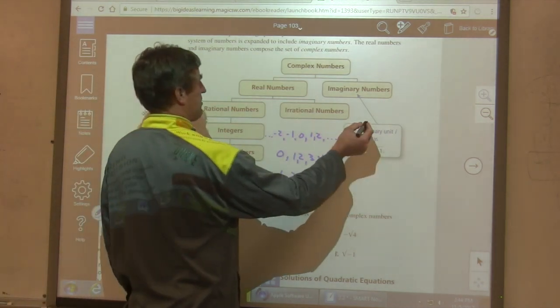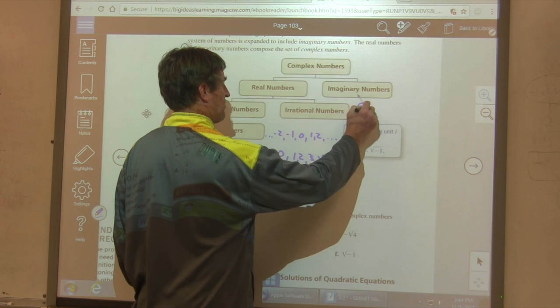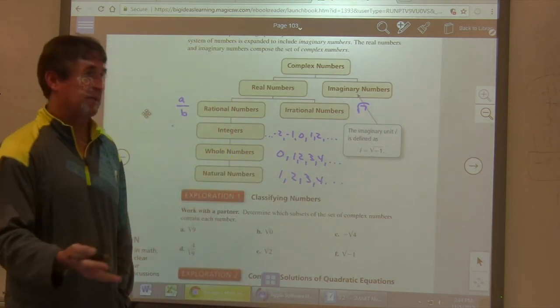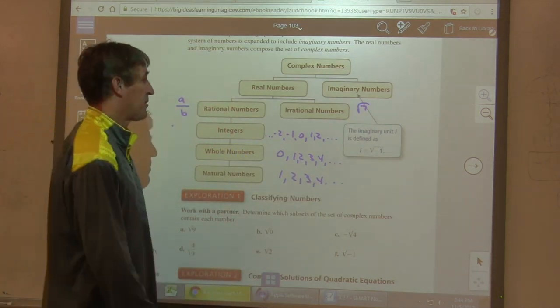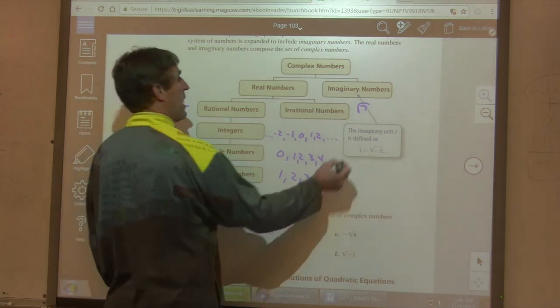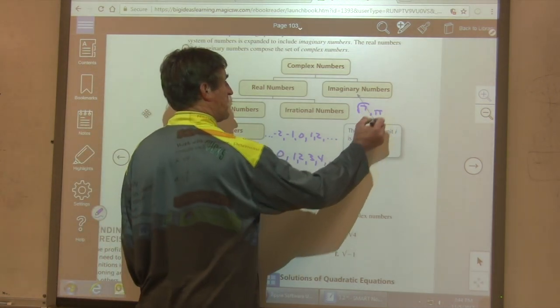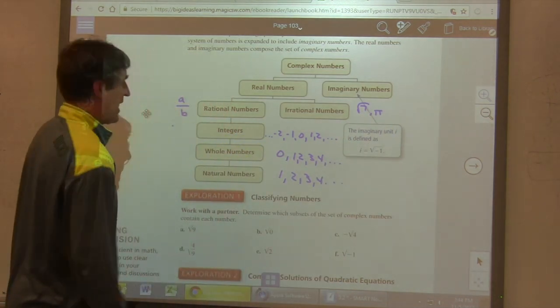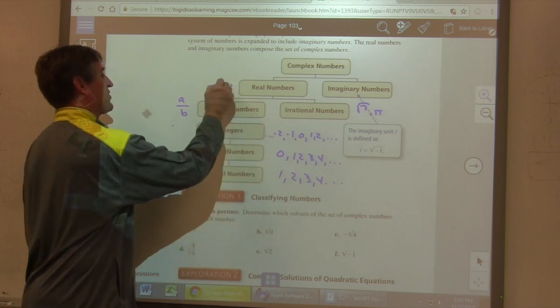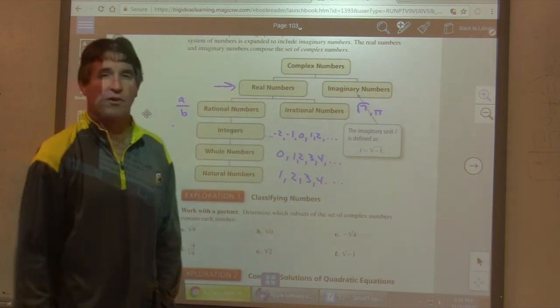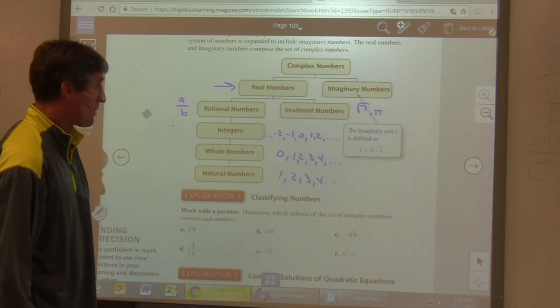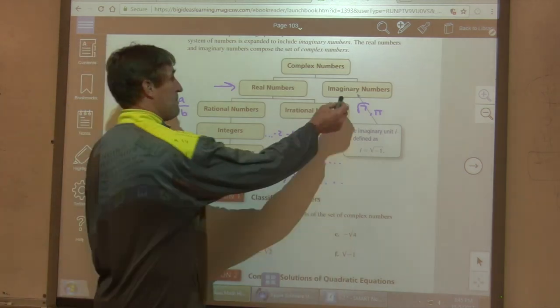The irrational numbers are like the square root of 7. There's an approximate number for that, but there's no exact number. Pi would be another one for the irrational. And all of these comprise to give us the real numbers, which is where all of your work up to this point has been. But today we're going to add the imaginary numbers.